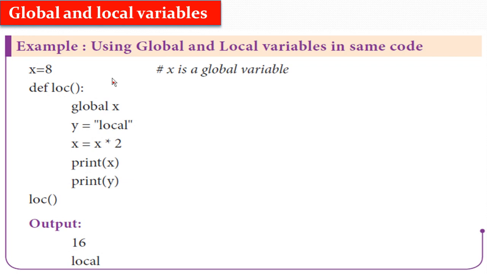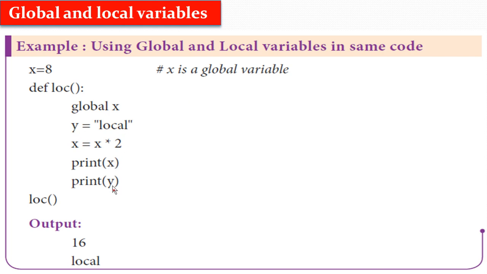Here x is the global variable. We give the global keyword in front of x because we are going to update the value of x. Here y equal to local. Here y is the local variable. x is the global variable. y is the local variable.